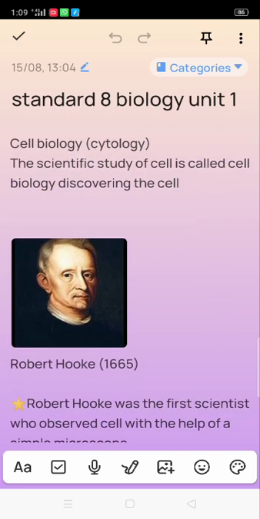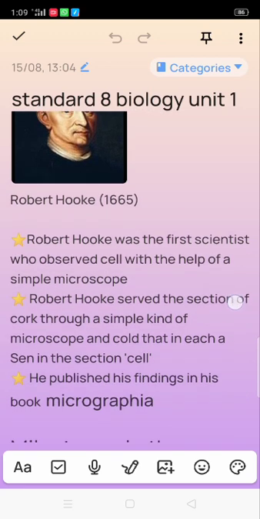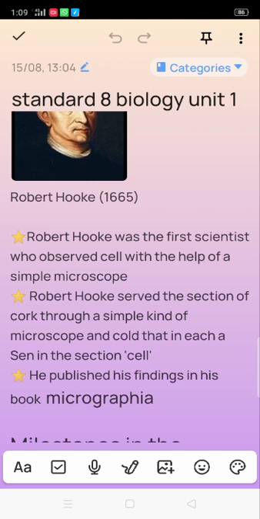Discovering the cell: Robert Hooke. Robert Hooke was the first scientist who observed cells with the help of a simple microscope. Robert Hooke observed a section of cork through a simple kind of microscope and called the small compartments in it cells.